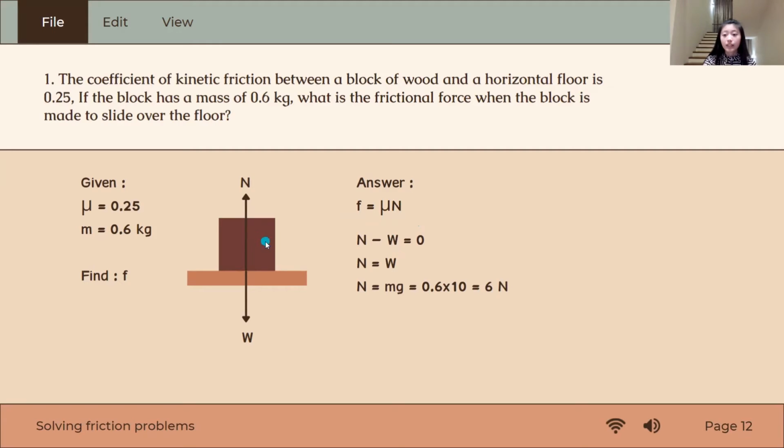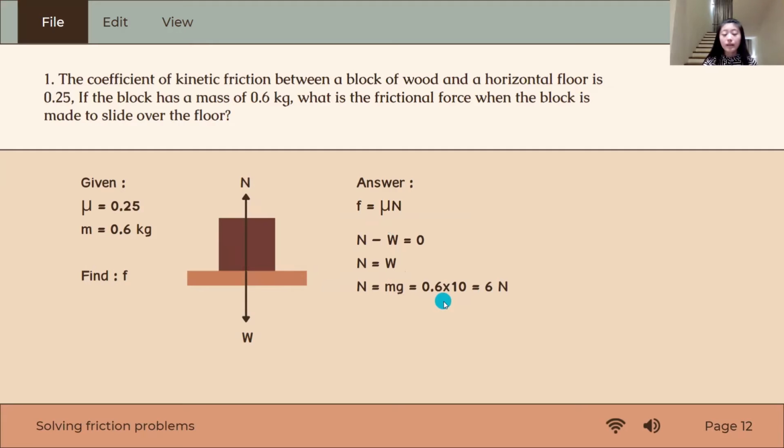If you look at the vertical net force, we have N minus weight equals 0. So when we transpose weight to the right, N equals weight. N equals mass times the gravitational force, because mg is equal to weight. The mass is 0.6 times 10.